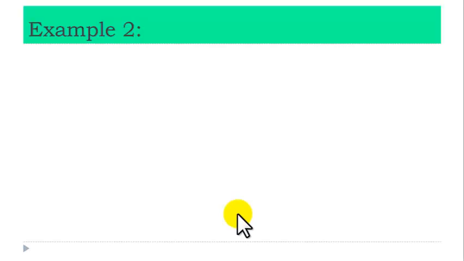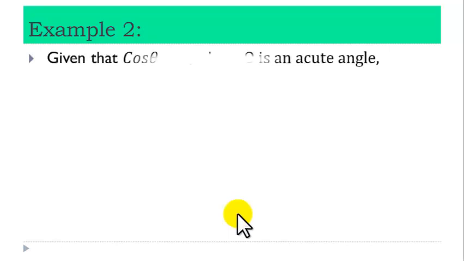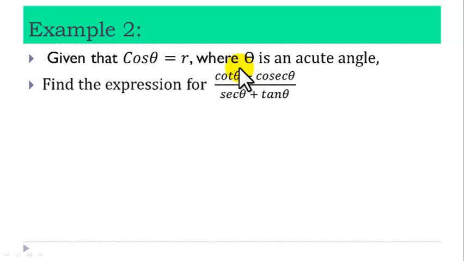Example 2. Given that cos theta is equal to r, where theta is an acute angle, find the expression for (cot theta minus cosec theta) all over (sec theta plus tan theta).